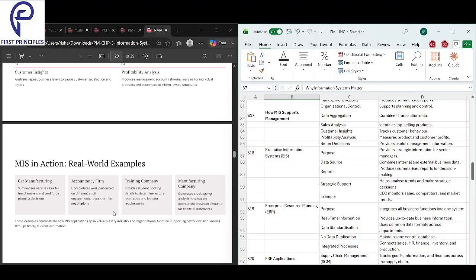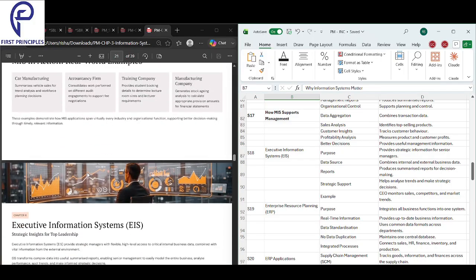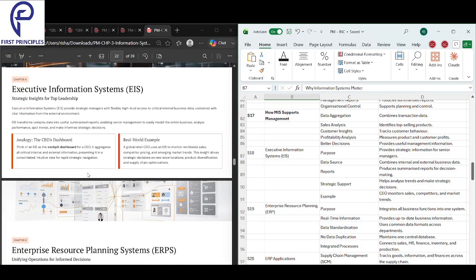From where we left off in the last class, we have done with MIS. That's what we finished in the last class. And also had a look at EIS, Executive Information System.